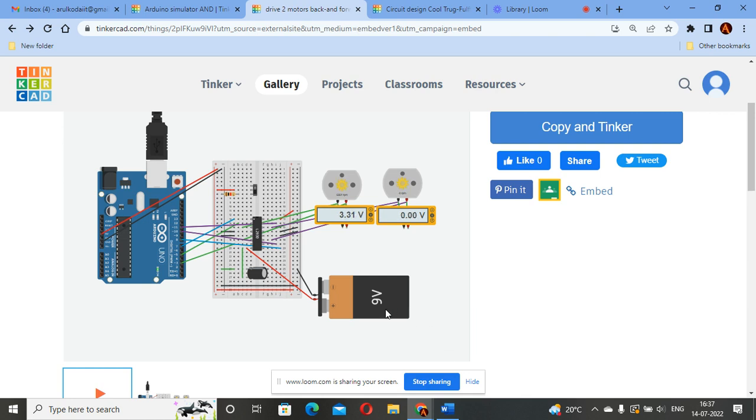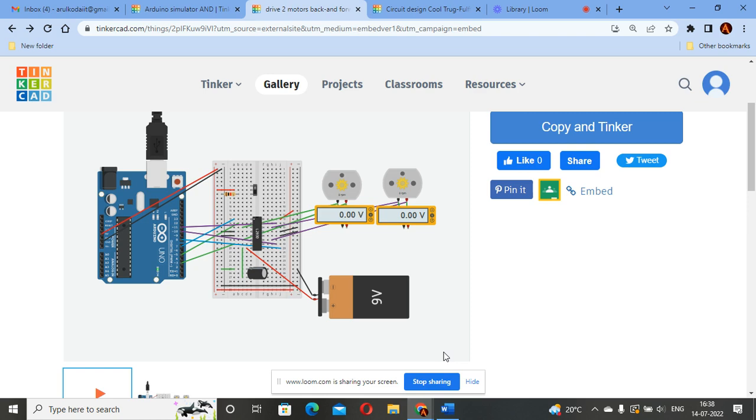From the 9-volt battery we are passing the power supply to this IC. From this IC, the power is supplied to these two motors, for either forward and backward direction, or right and left directions. So we can use this motor rotation as a forward or backward direction, or for the right rotation or left rotation purpose.